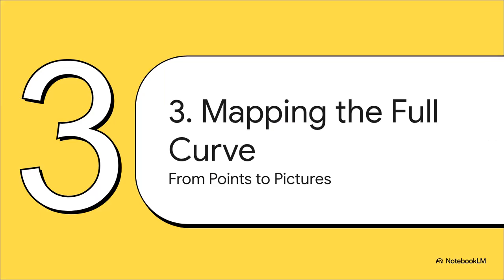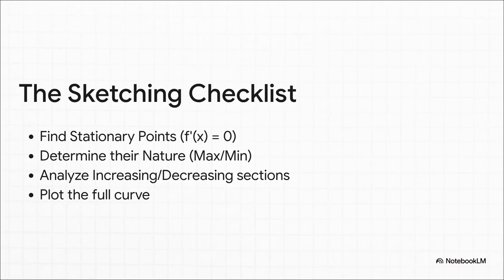Now this is where things get really cool. Once you know how to find these special points and figure out what they are, you're not just looking at random dots on a graph anymore. You now have the power to understand the entire shape of a function and sketch it out. So here's your go-to checklist, your game plan for sketching any curve. First, find those stationary points, where f prime of x equals 0. Second, figure out if they're maximums or minimums. Third, you look at the spaces between those points to see where the function is going up or down. And finally, you put all those clues together and you can draw the whole thing.